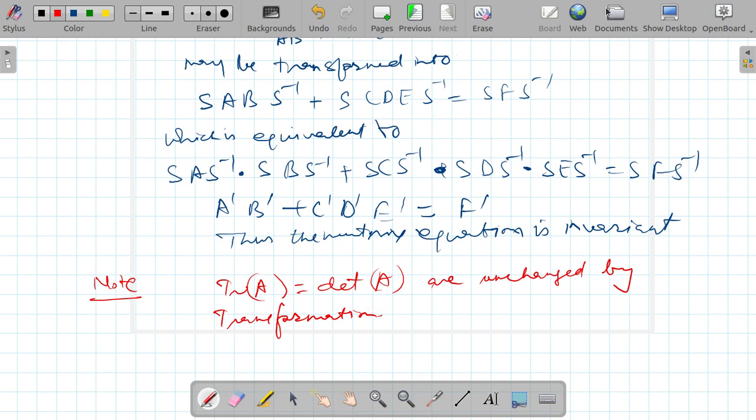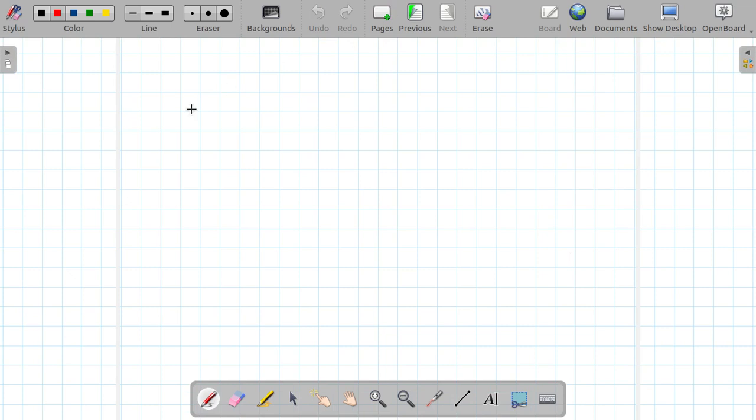The first part of this lecture is finished, and in the next part of it I will talk about the eigenvalue equation and diagonalization of a matrix.